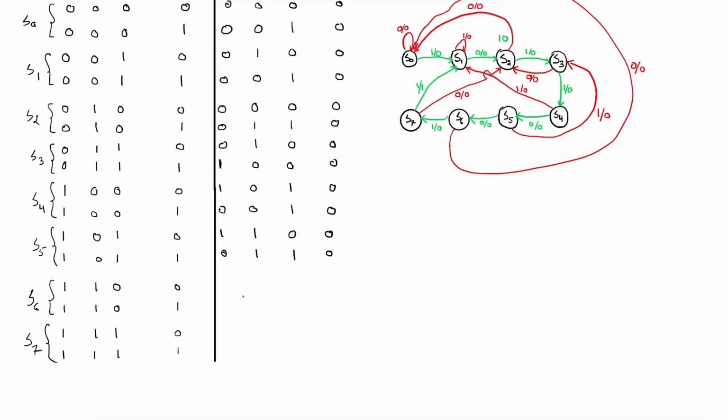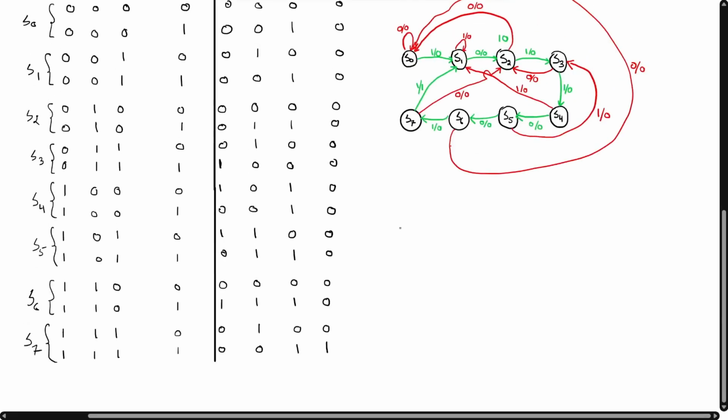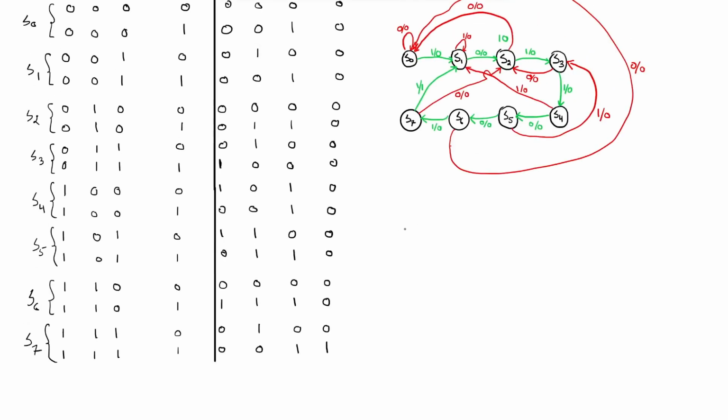I'm just going to fill them up really quick. Lastly, at S7 if we enter 1, we go back to S1 and we complete the sequence. So the output will be 1, and S1 is 0, 0, 1, and the output is 1. So this is it. Next, we can design the circuit using any type of flip-flops.